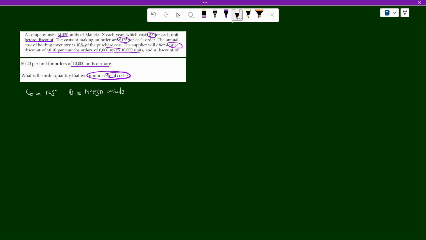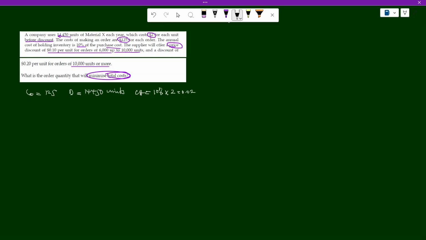And the cost of holding is 10% of the purchase cost, so you look at 10% times 2.